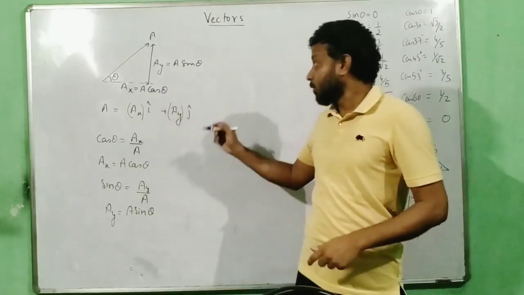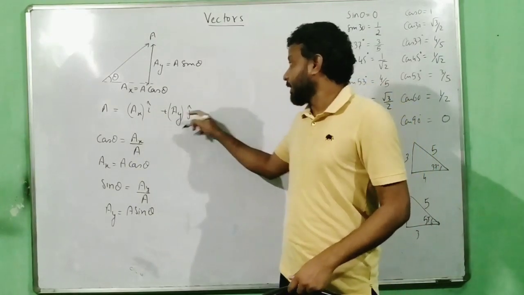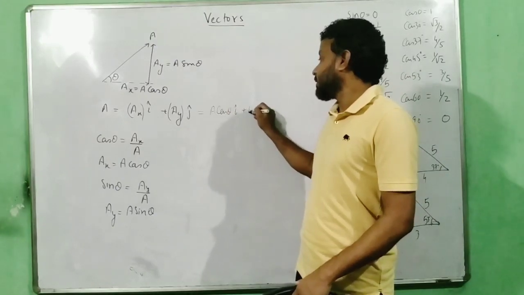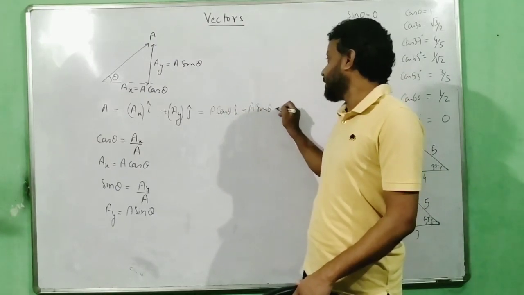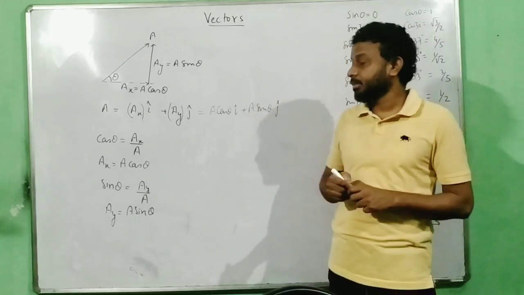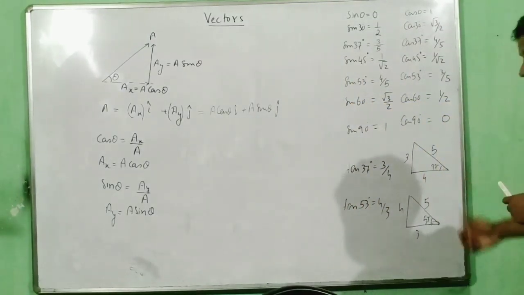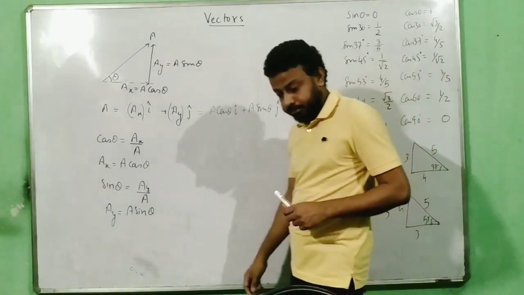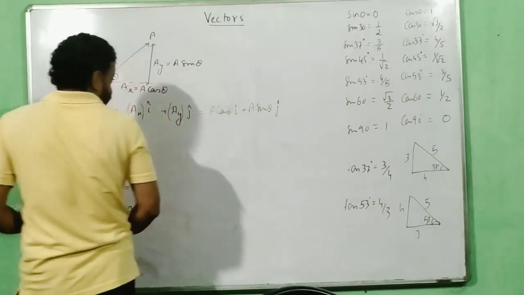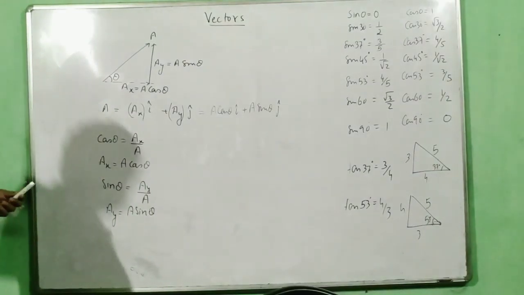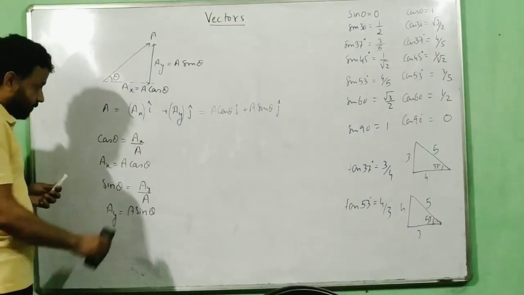Correct? So this one I can now write as A cos theta i cap plus A sin theta j cap. Okay, this is how I can write my vector A in terms of its i component and j component. Okay, next thing.